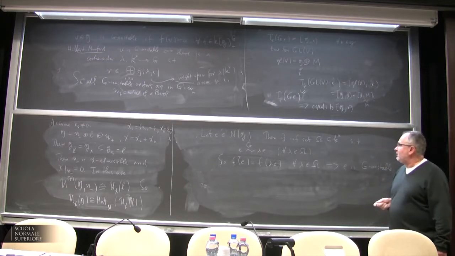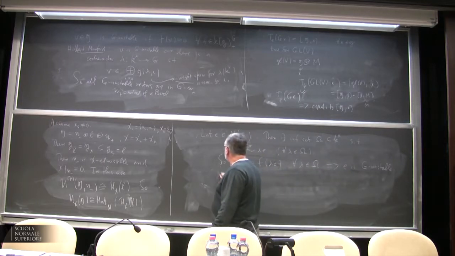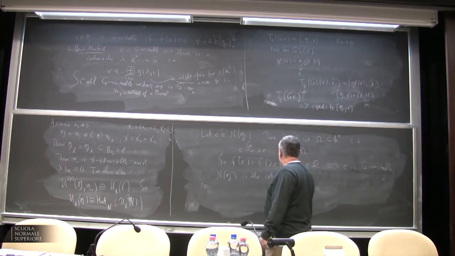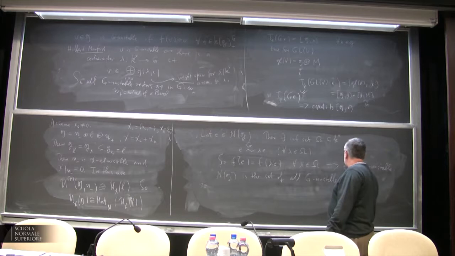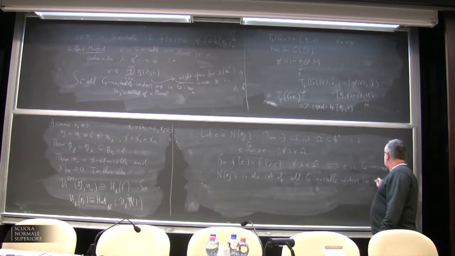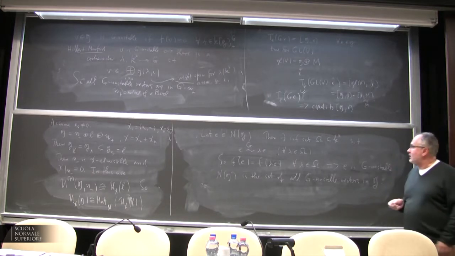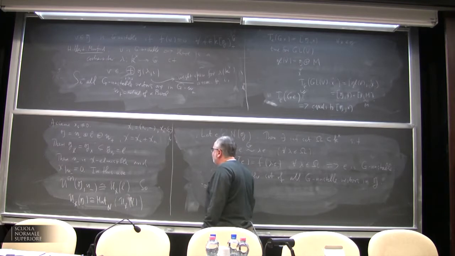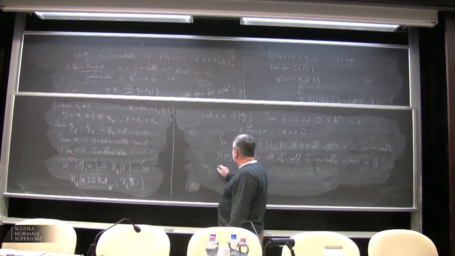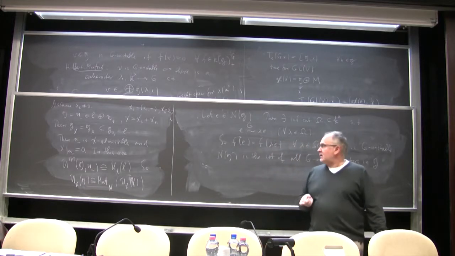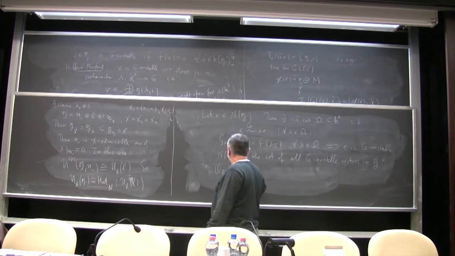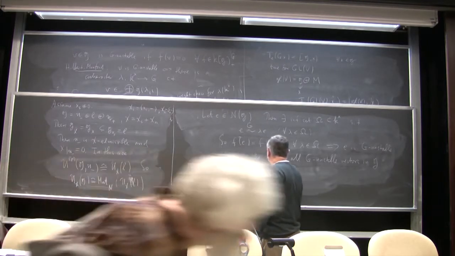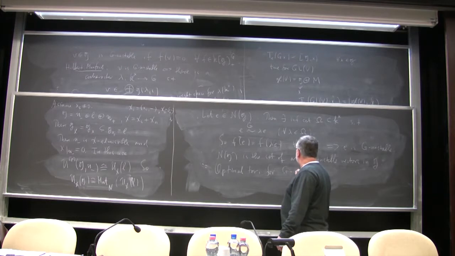So therefore, the G-unstable vectors are exactly the nilpotent elements in the set of the full G-unstable vectors. And this holds in all characteristics. So now we can apply the Kempf-Rousseau theory, because for G-unstable vectors we have the so-called optimal torus. Optimal torus for G-unstable vectors.